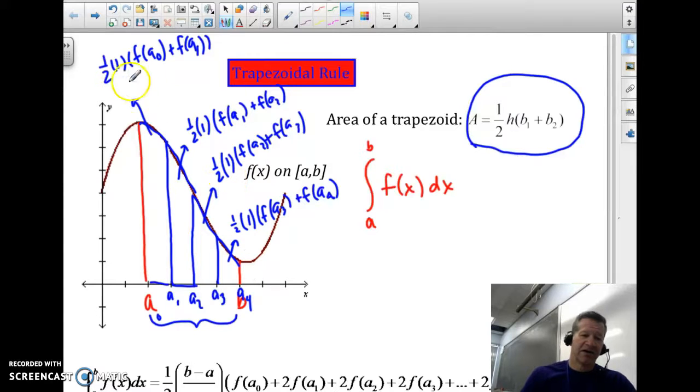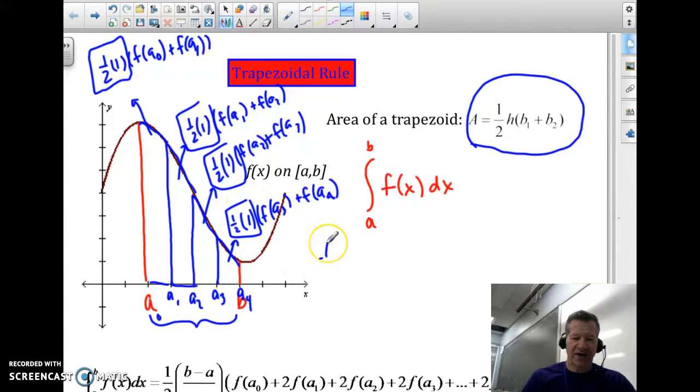Now what you'll notice is that every one of these area formulas has 1/2 the height out in front. So I can factor out that 1/2 times 1, and then what's left? f of a sub 0 plus f of a sub 1. You're just basically adding all of these bases together now.